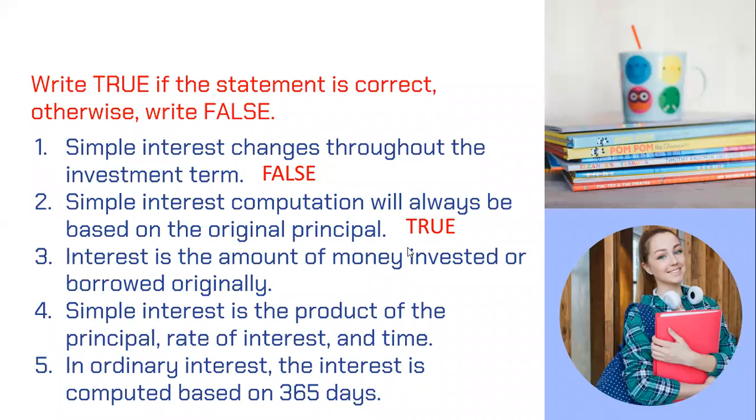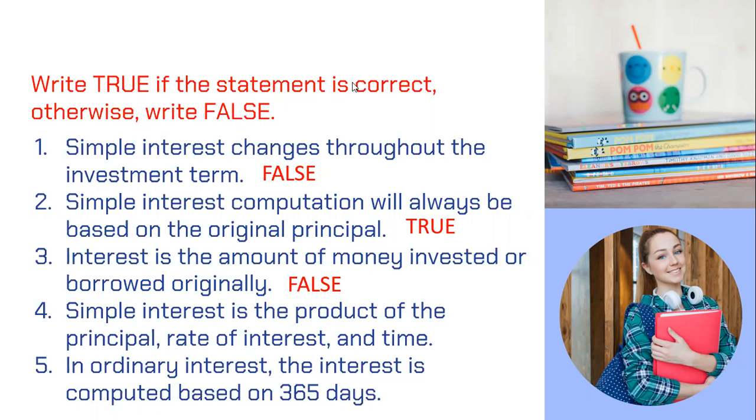False po. False. What is the amount of money? That's the, what should this be? The principal, right? The amount of borrowed money. The original. Okay? Let's have number 4.